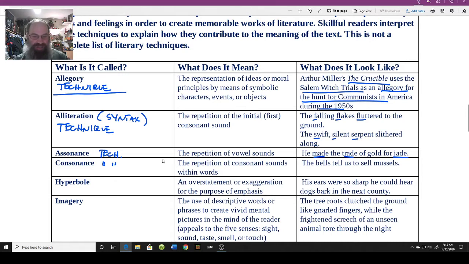And then consonants, the repetition of consonant sounds within words. So within the words bells, tell, sell, muscles, it's that L sound within the words. So alliteration is repetition of first consonant sound. Consonance is the repetition within the words. These have more to do with poetry.